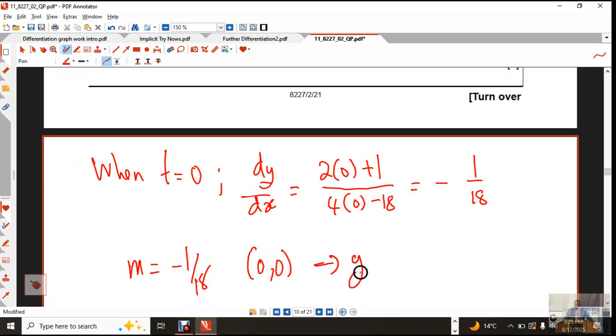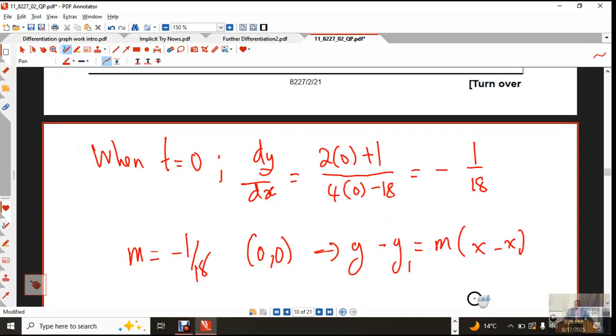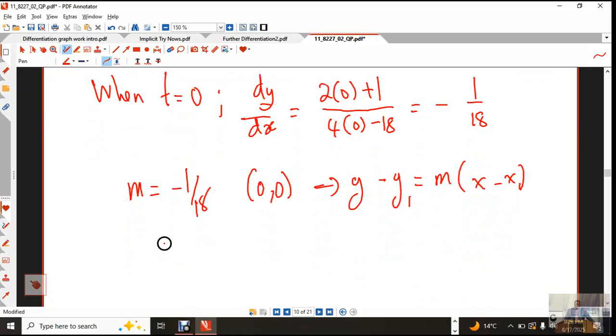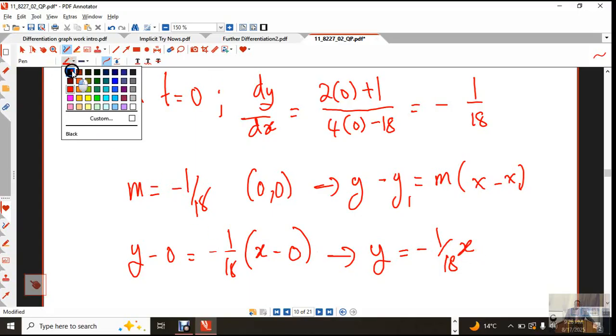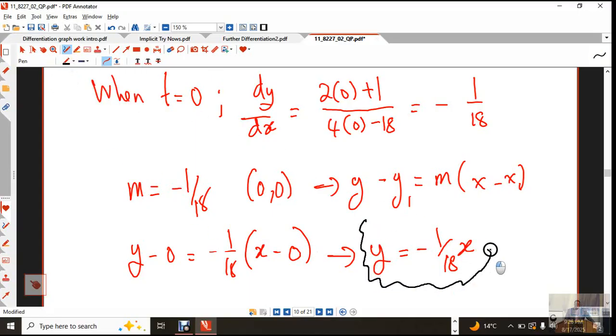So we are going to use this formula here, y minus y sub 1 equals m times (x minus x sub 1), to find that equation. We can quickly do that. So it's y minus 0 is equal to negative 1 over 18, times x minus 0. So eventually this is just going to be y equals negative 1 over 18 x. And this is surely the tangent of one of them.